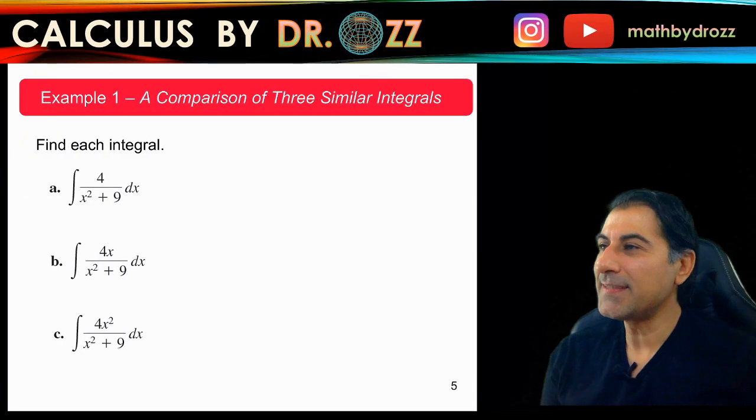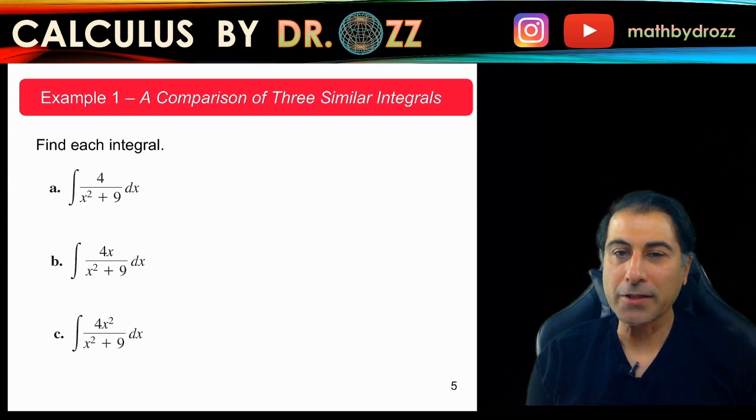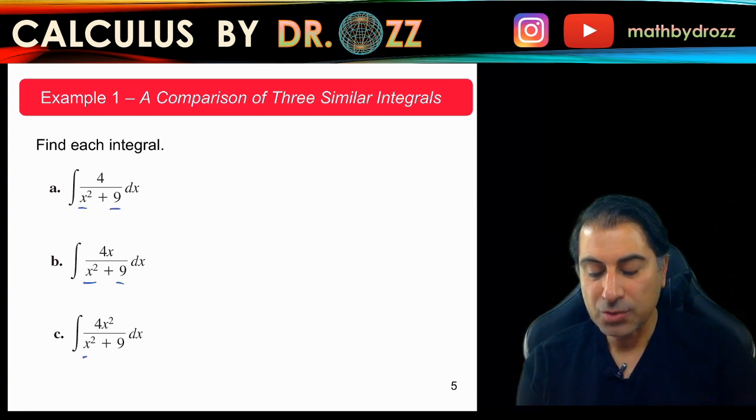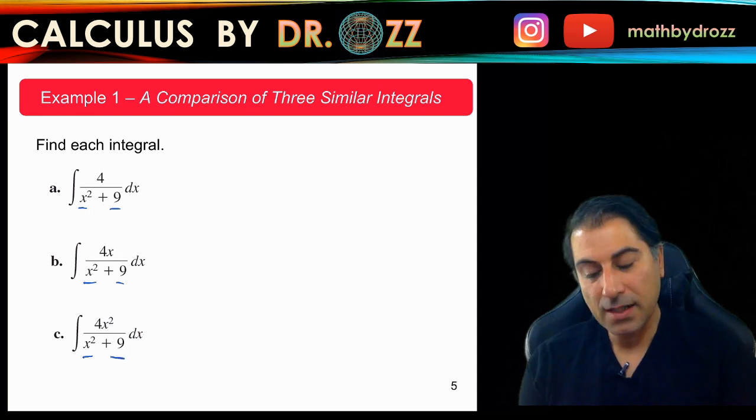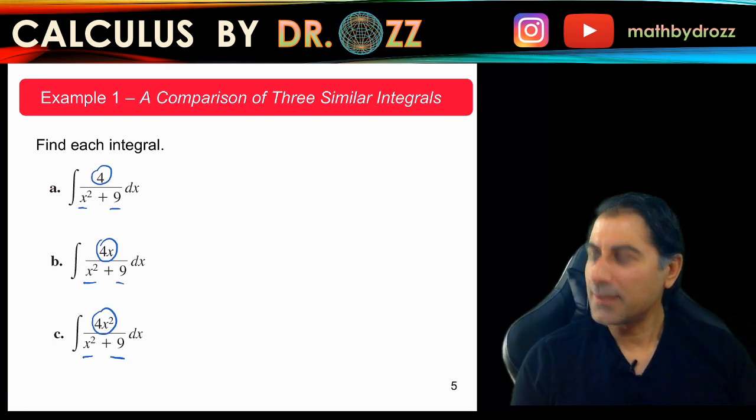All right, here is an example. Number 1, we are going to compare 3 similar integrals. In fact, in each of them we have the bottom to be x squared plus 9. Only the tops differ, and you will see that we have a different technique for each integral here. Let's start with part A.